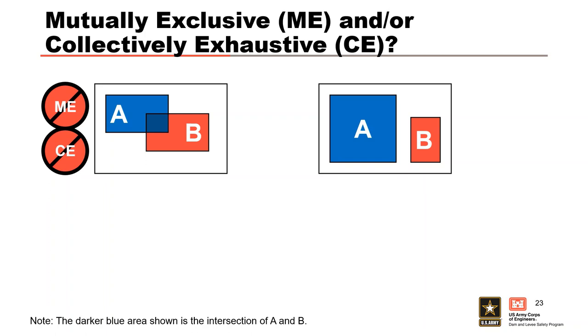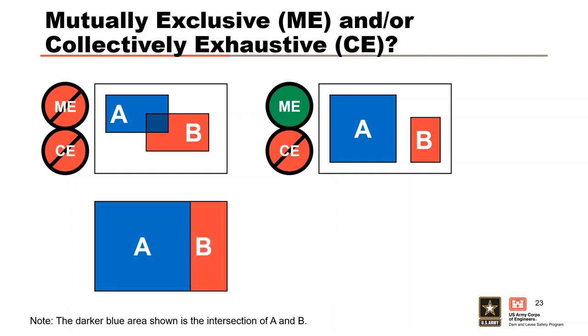For example two, we have two events, A and B, that do not intersect and only fill part of the sample space. Because they do not intersect, they are mutually exclusive. And because the events do not encompass all possible outcomes, they are not collectively exhaustive. How about for the next example? Mutually exclusive, collectively exhaustive, or both? The answer is both. Events A and B do not intersect, and they fill the entire sample space, encompassing all possible outcomes.